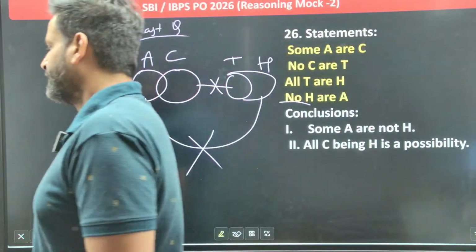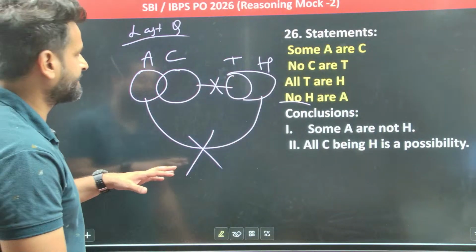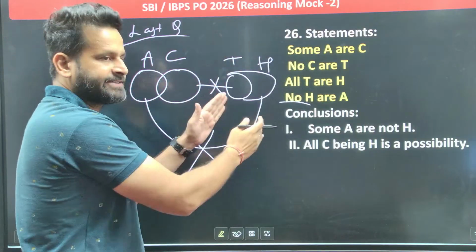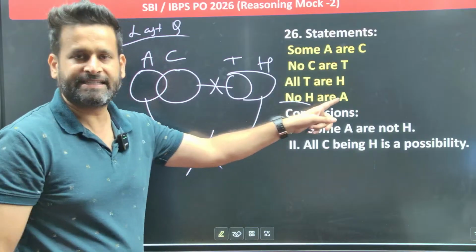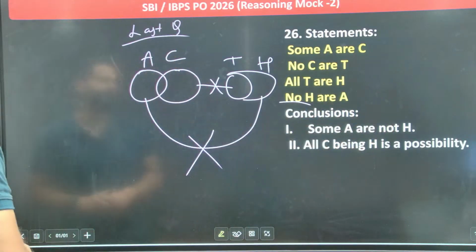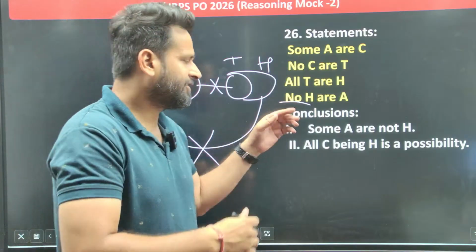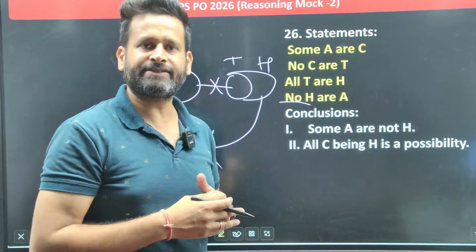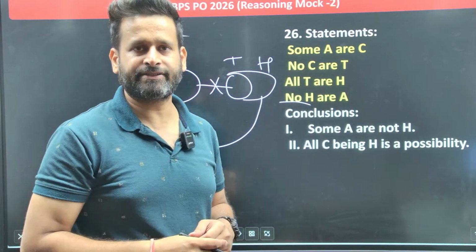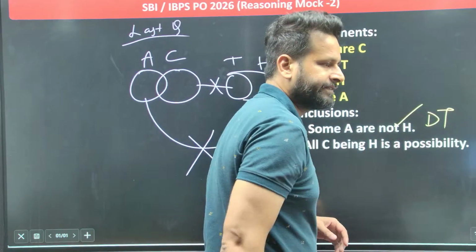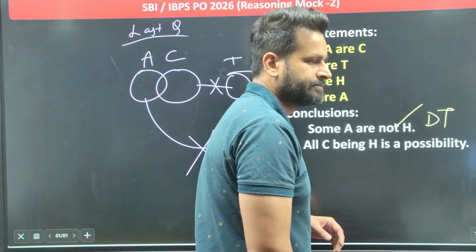First conclusion says, now try to understand this first. Some A is C, no C is T, all T is inside H and no H is A. First, some A is not H. Just try to visualize. Of course, when I say that no H is A, by default it means no A is H. So I can say some A is not H. Of course. This has to be, this will be definitely true. Right? What is your answer?